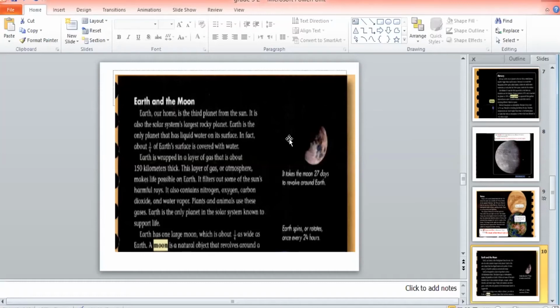Our moon has almost no atmosphere. It has many craters, formed when meteorites crash into the surface. Craters means shapes. The surface has many shapes.